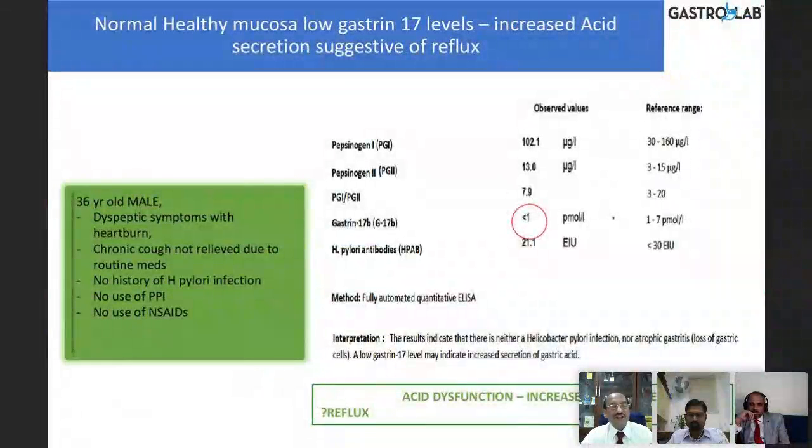Then this is a 36-year-old male who came with dyspeptic symptoms with heartburn, chronic cough, not relieved due to routine medication. If you see here, pepsinogen is normal, 1 and 2 ratio, but gastrin is very low, which indicates hyperacidic state. There's so much acid that the gastrin is low. Here again, the H. pylori is normal here. So it's a normal healthy mucosa, low gastrin 17, increased acid secretion, which could also stimulate more reflux.